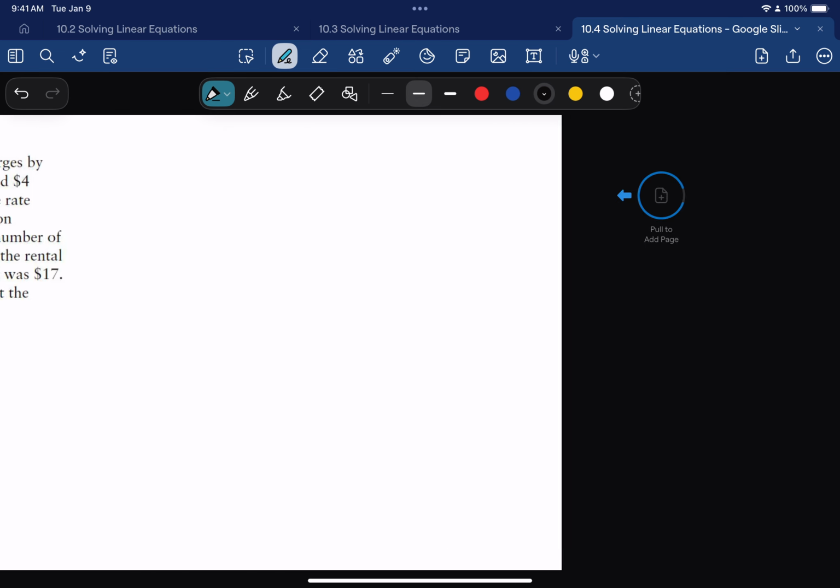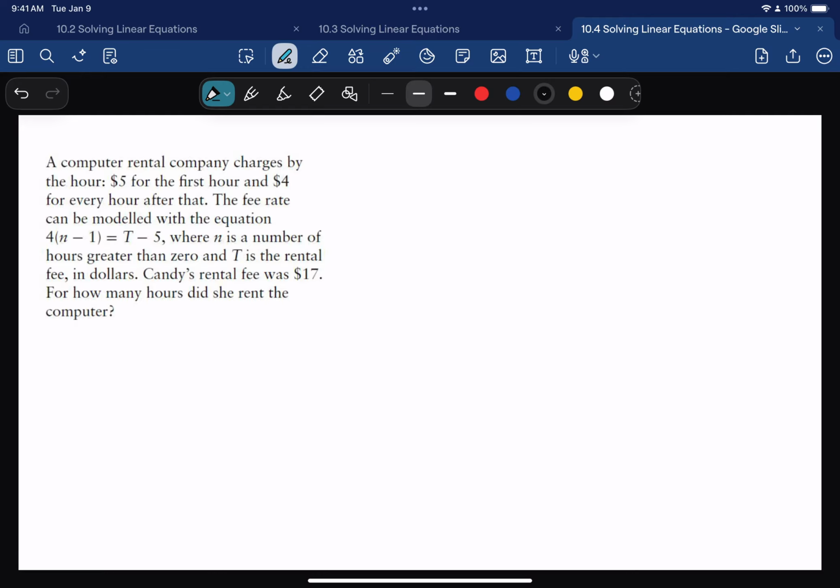Oh, we do have one more. Okay, let's do one more quickly. A computer rental company charges by the hour: $5 for the first hour, and $4 for every hour after that. The fee rate can be modeled with the equation. Here we go, they gave us a nice equation, where n is the number of hours greater than 0 and t is the rental fee in dollars.